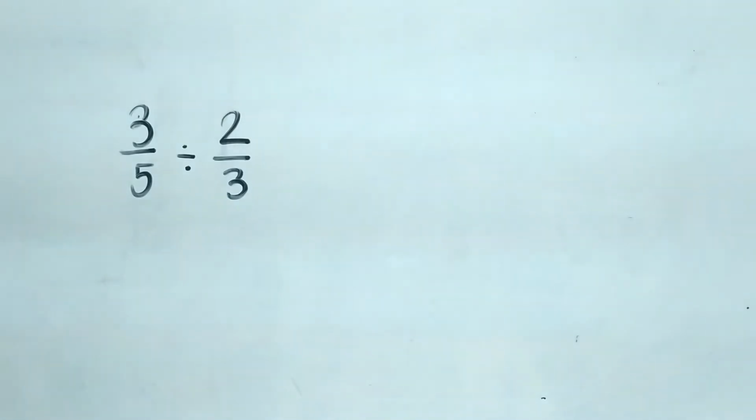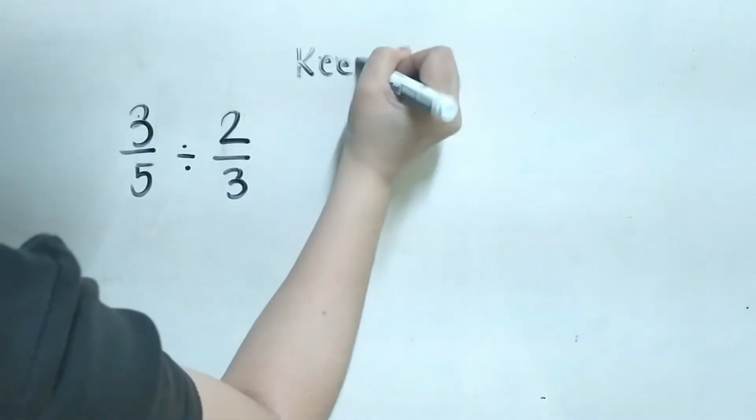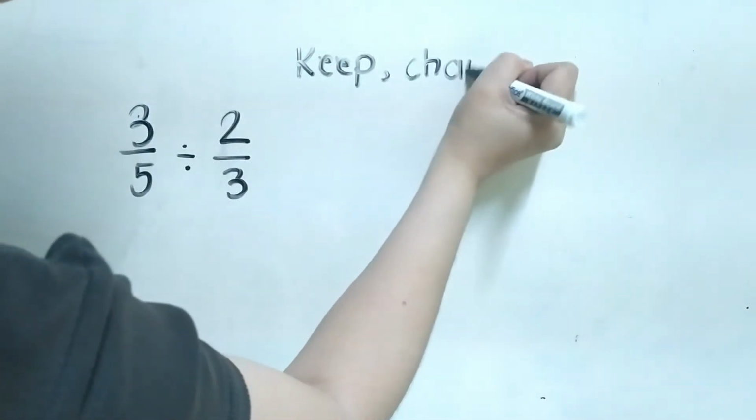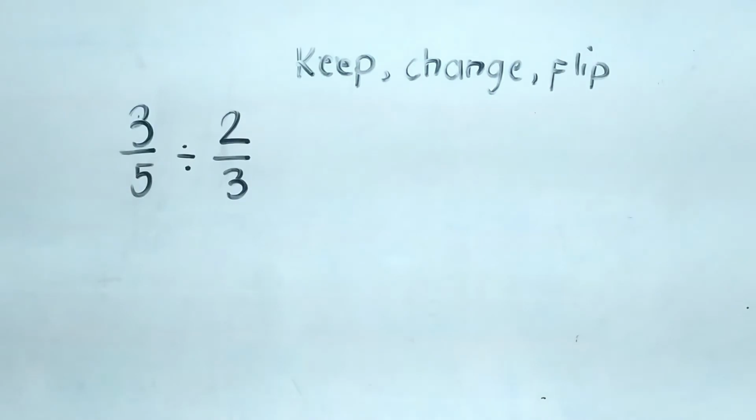So, for example, 3/5 divided by 2/3. So, meron akong mas madaling way para matandaan, pero still gagamitin natin ang rules. So, lagi natin tandaan ang keep, change, and flip. So, paano ba nangyayari ang keep, change, and flip? So, for example, ang 3/5 divided by 2/3.